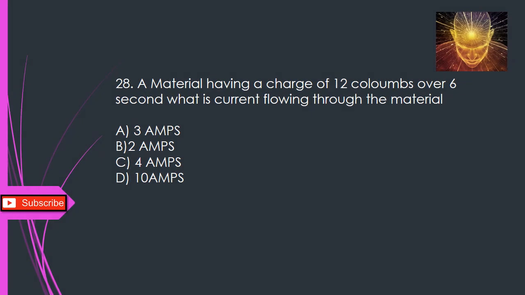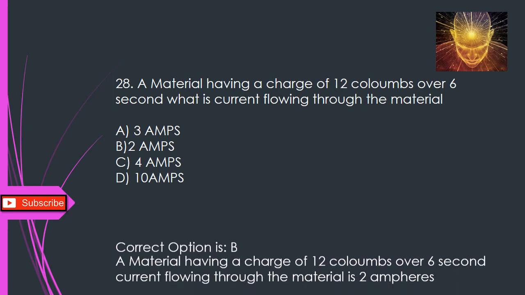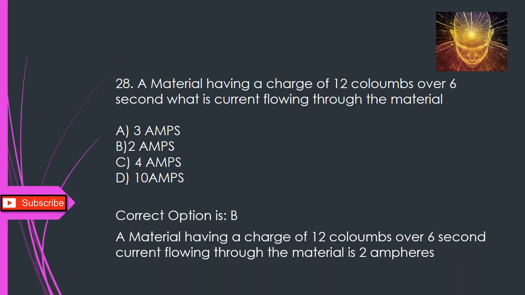A material has a charge of 12 coulombs flowing over 6 seconds. What is the current flowing through the material? A. 3 amps. B. 2 amps. C. 4 amps. D. 10 amps. Correct option is B. The current flowing through the material is 2 amperes.